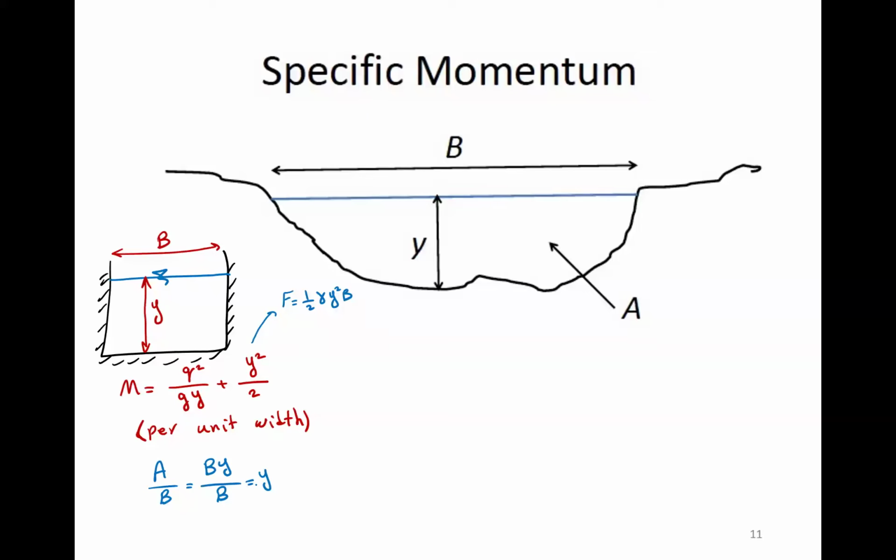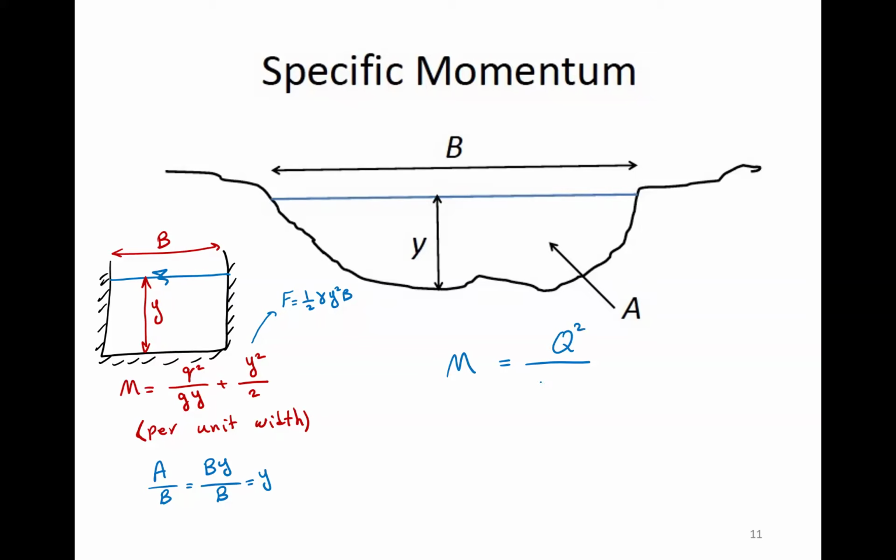In a non-rectangular channel, this is what we're going to do. We're going to say capital M, specific momentum, is equal to the first term. I can't use a small q anymore because this is not rectangular, so I'm going to use capital Q.